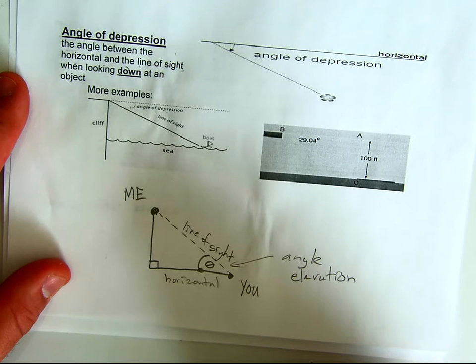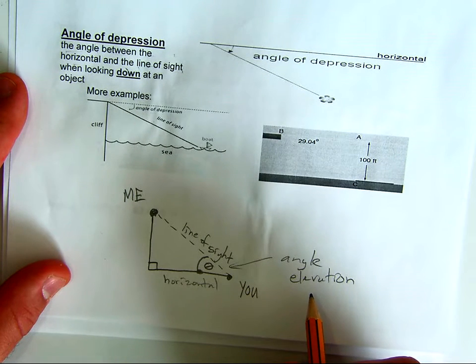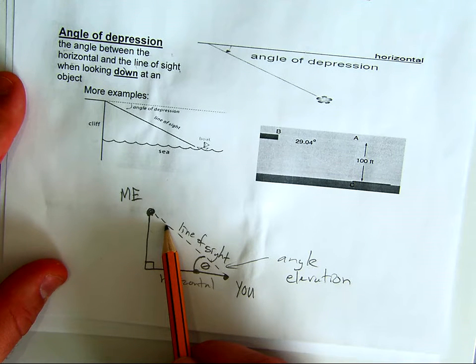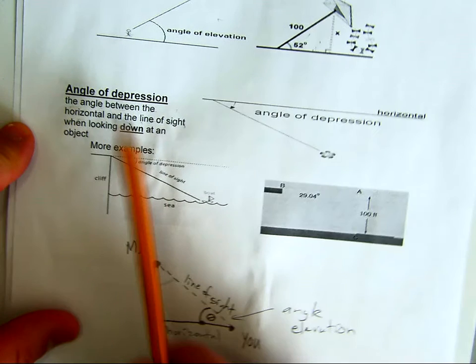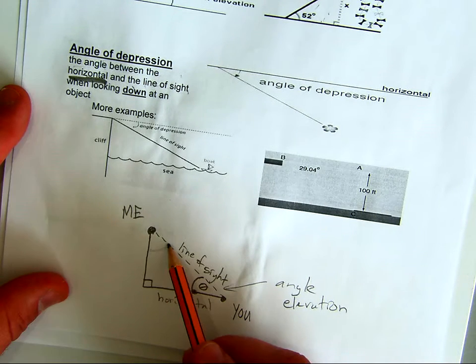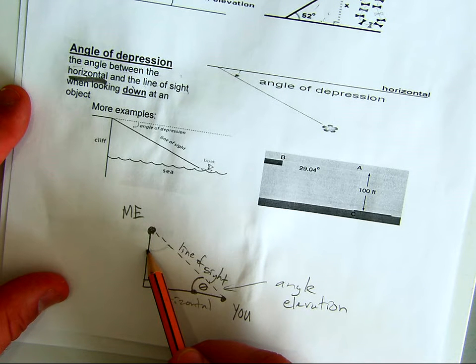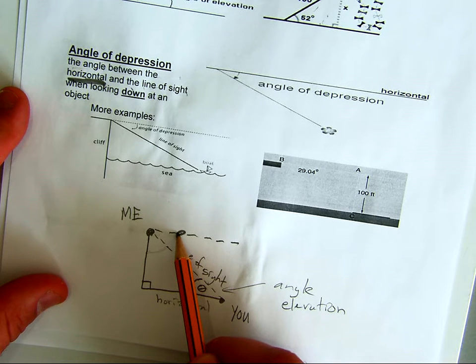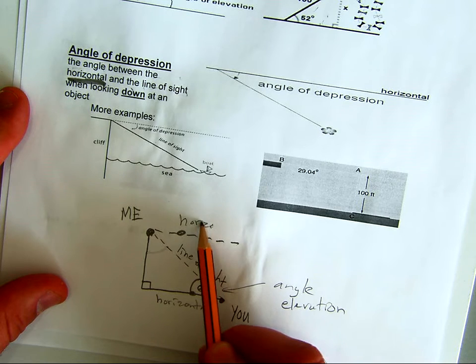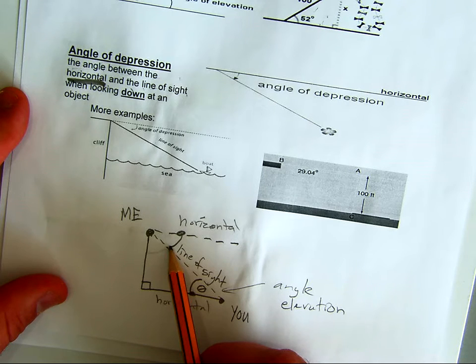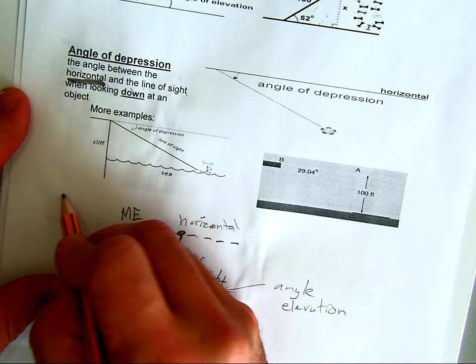Okay? Now, for me, looking downwards, we're talking about the angle of depression. Please do not label this as the angle of depression, because that is not the angle of depression. Angle of depression is between the horizontal and the line of sight. This is not the horizontal. That's the line of sight, but this is not the horizontal. The horizontal is actually here. And so the angle of depression would be from the horizontal, which is right there, to the line of sight. This is the angle of depression.